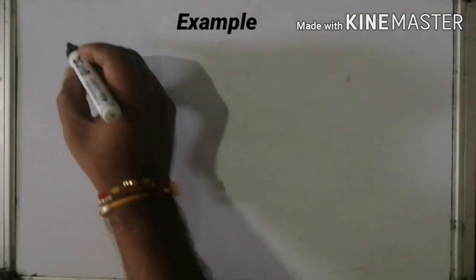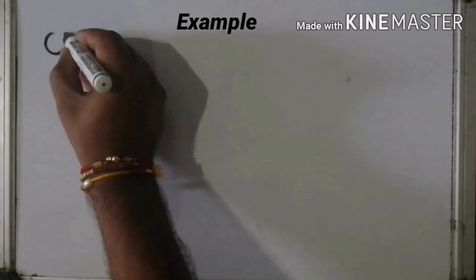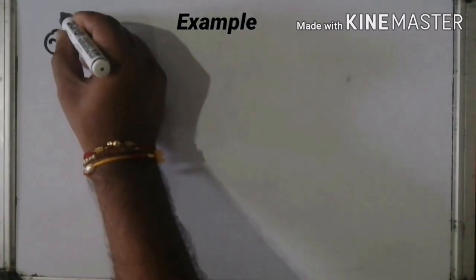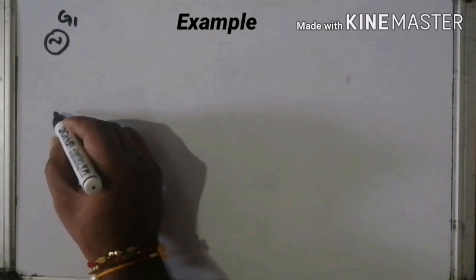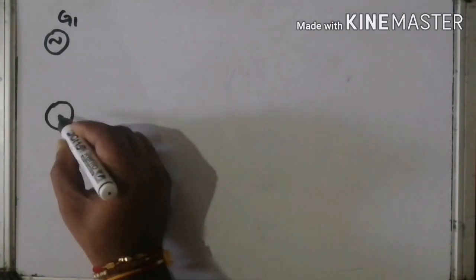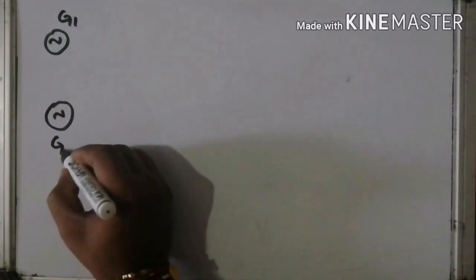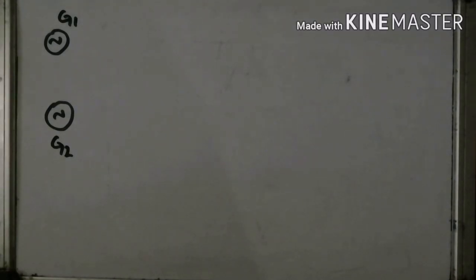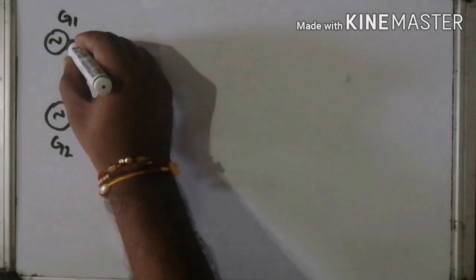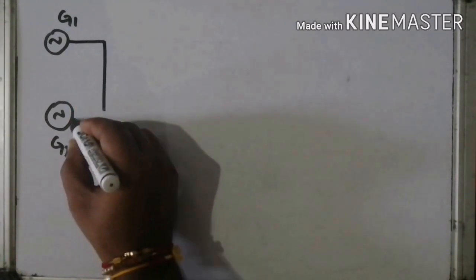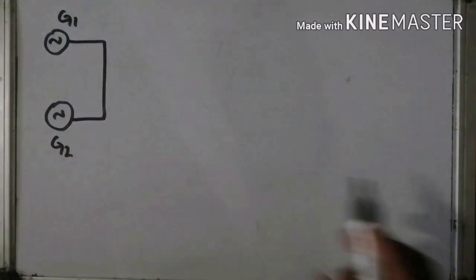Now see the question based on three phase fault. This one is the generator G1. This one is the another generator G2. These two are running in parallel, right?